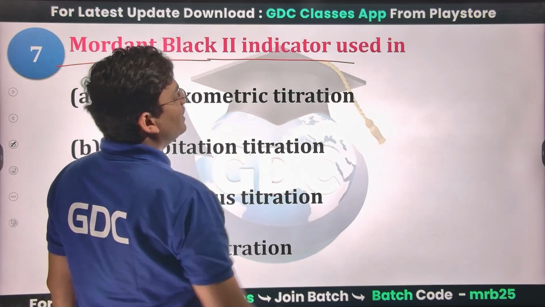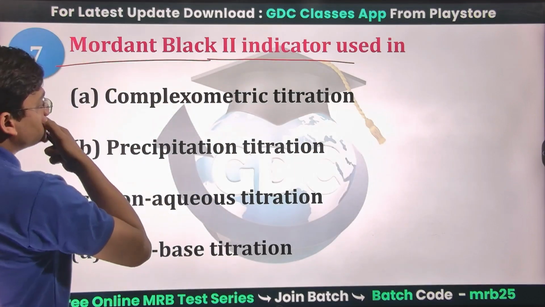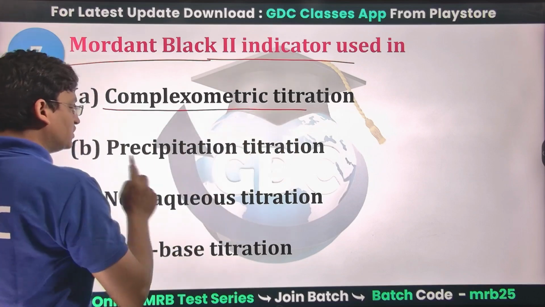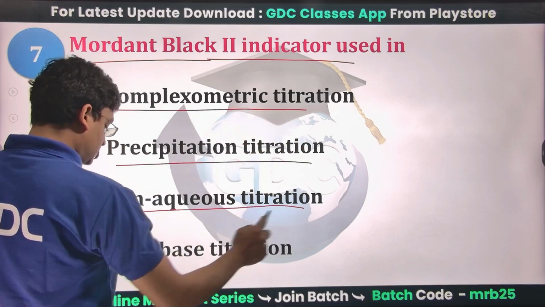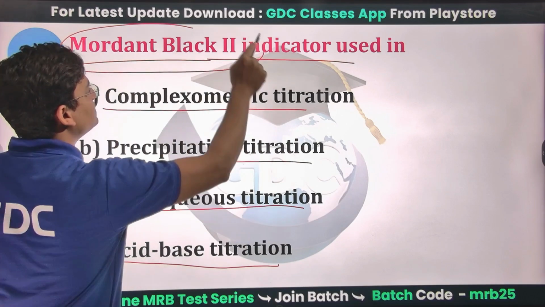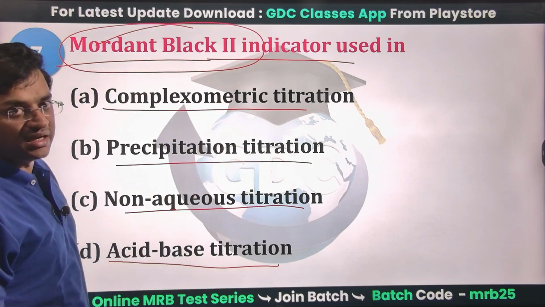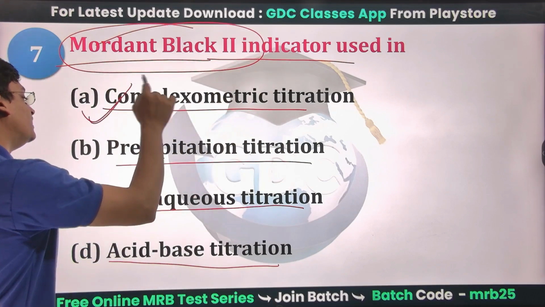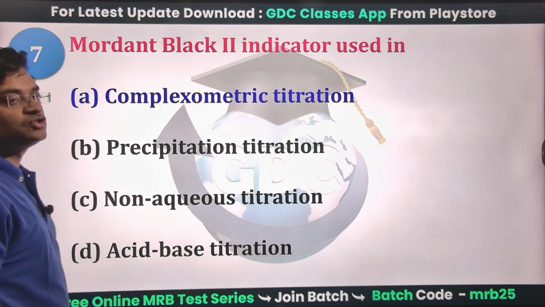Mordant black 2 indicator is used in complexometric titration, precipitation titration, non-aqueous titration, or acid-base titration? When we talk about mordant black 2, it is a complexometric titration.